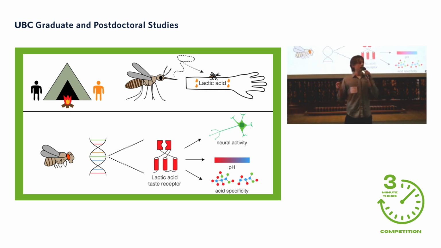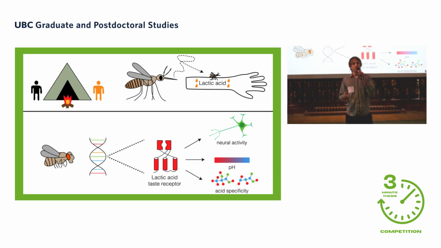So now, during my thesis, I'm going to tackle this question using Drosophila melanogaster. They're fruit flies, and they're a great model for this question because they have powerful genetic tools, and they're also evolutionary relatives to the mosquitoes. Plus, they won't bite you.